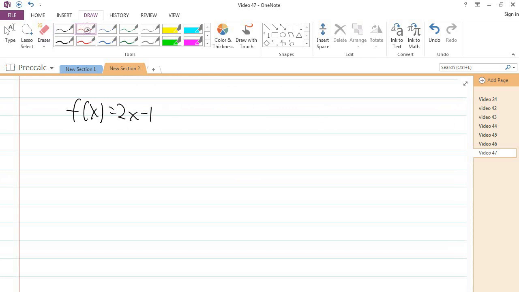Now, remember that f of x, whatever we get out of a function, we call y. So let's replace f of x with y. And then to find the inverse, we simply exchange the x and the y values. So I exchange x and y in my equation, and then I just solve for y.